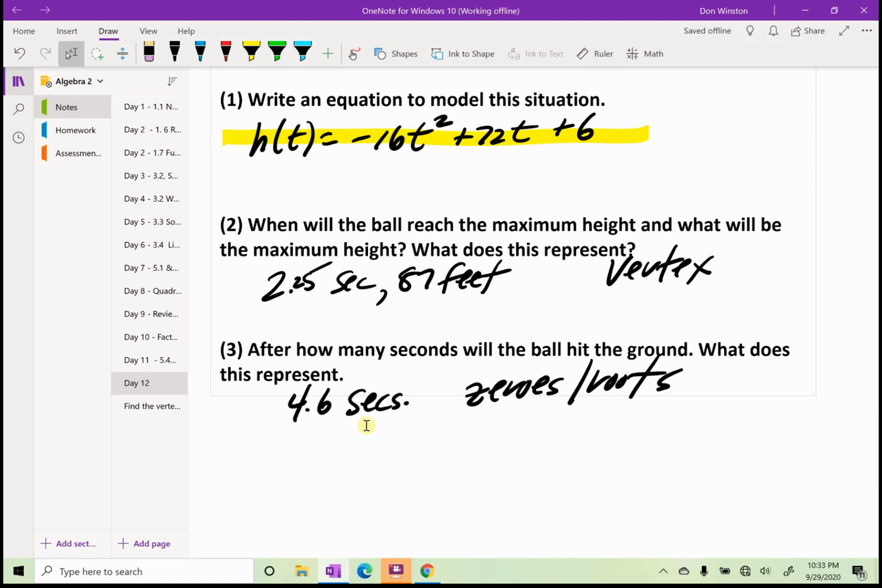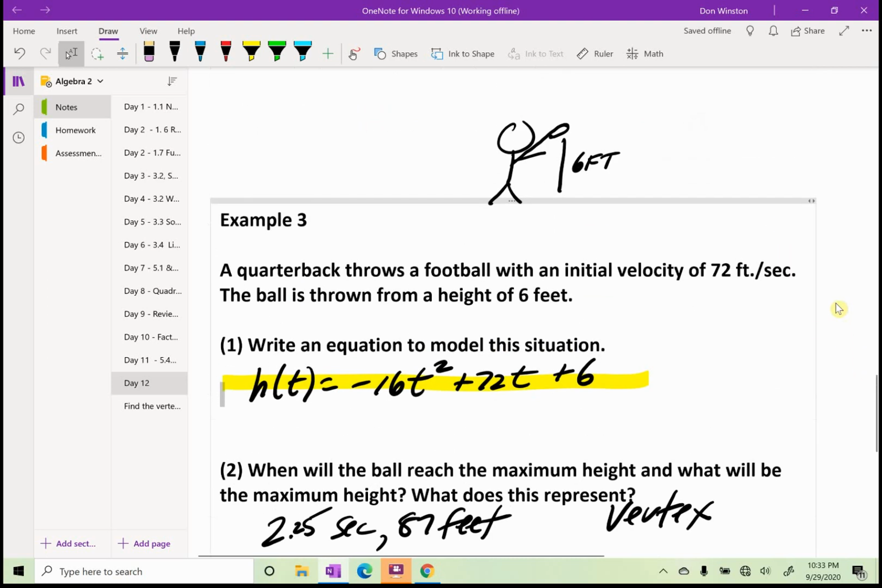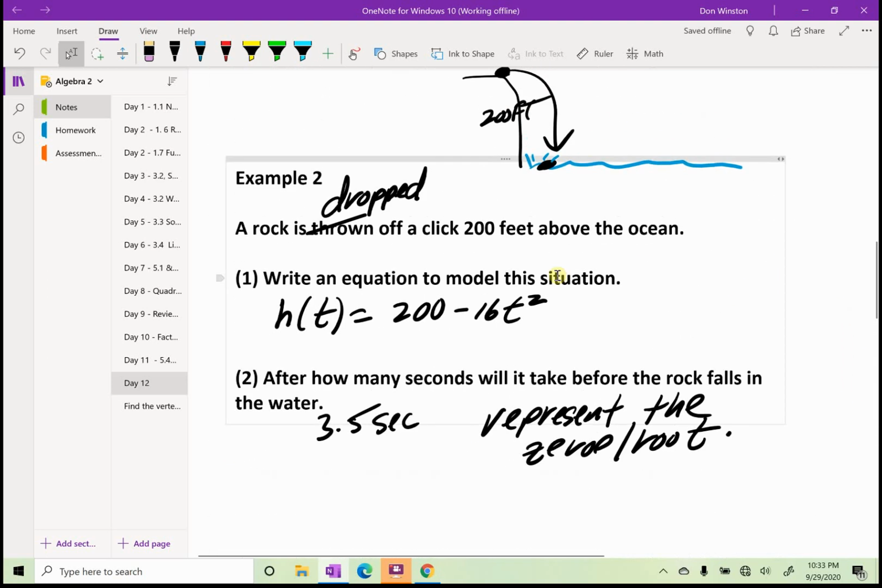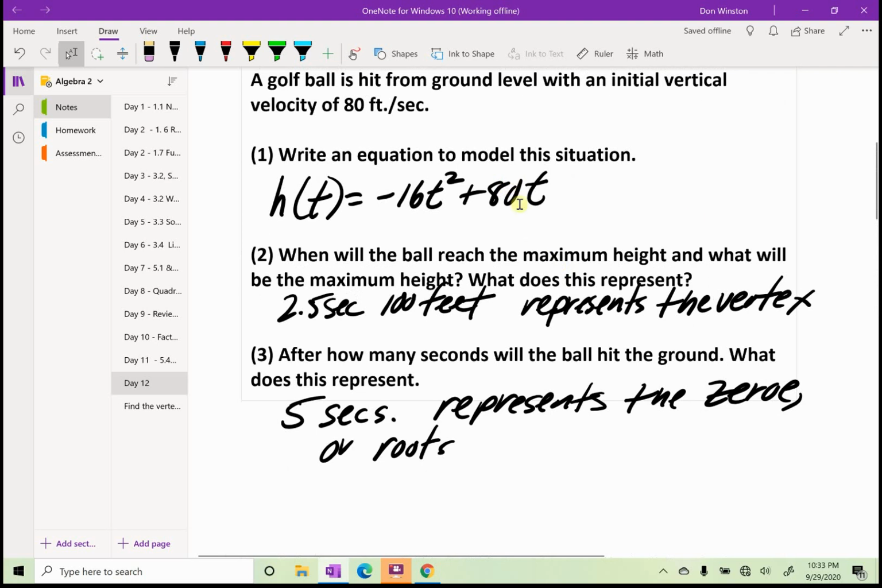So if you have a take-home test on a problem like this, expect to see one of these three. Either you have an initial velocity and an initial height. Here you just had an initial height, no velocity, and here you had initial velocity but no initial height. So one of the three.